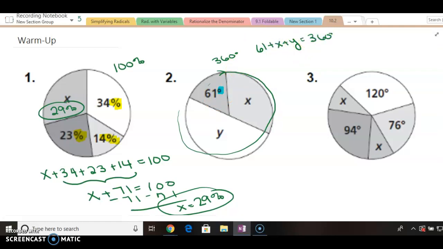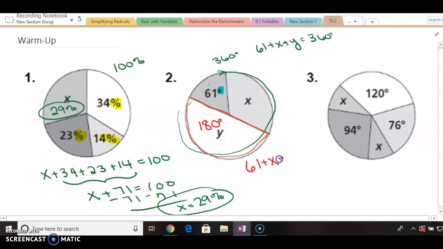Some of you are thinking, well, how do we find this when we have two variables and we don't know anything? Well, notice this here would be half a circle, right? So if the whole circle is 360, this y would be half that, which is 180. And then the 61 plus x is the other half, so it adds to 180. Minus 61, I get x equals 119 degrees. Make sure you get the units, because very clearly percents and degrees are different.